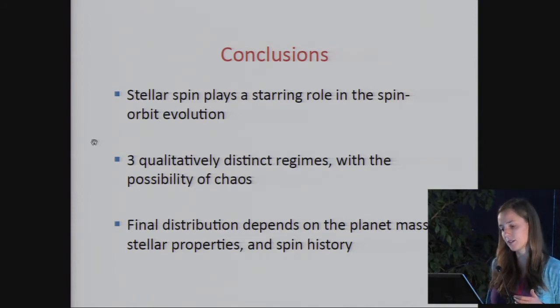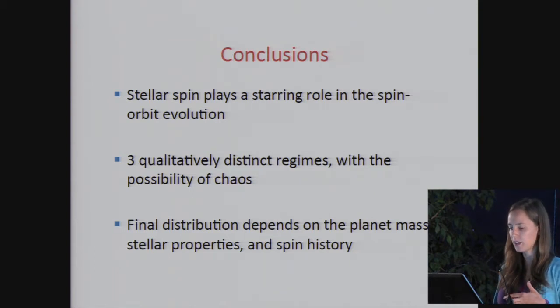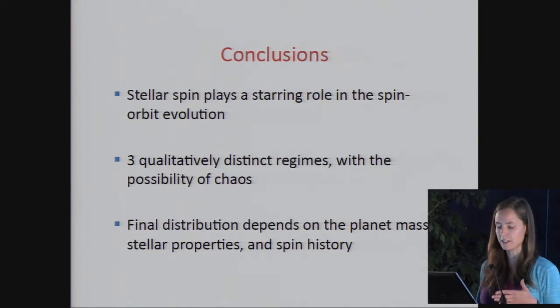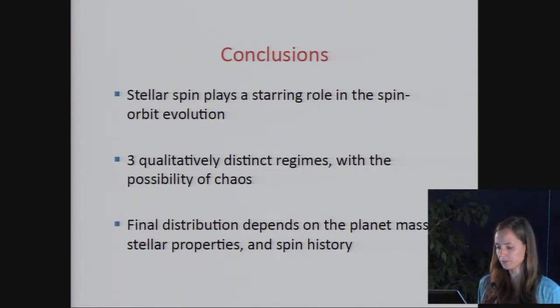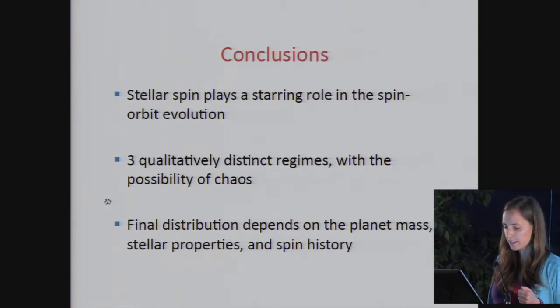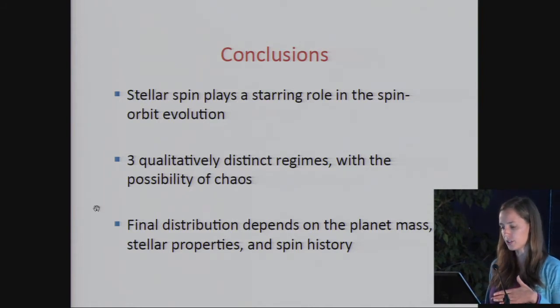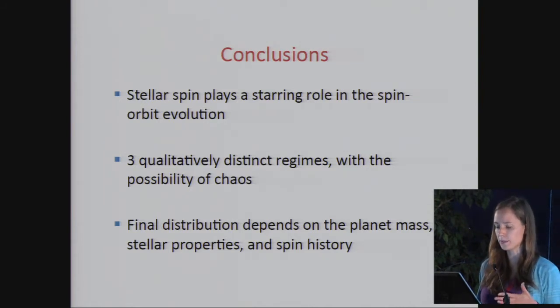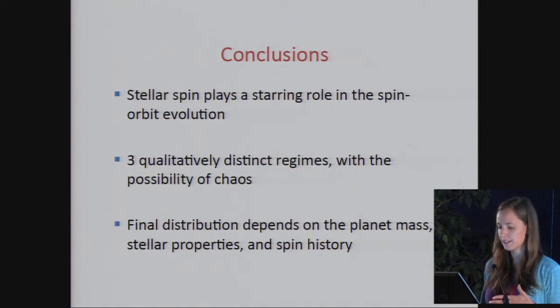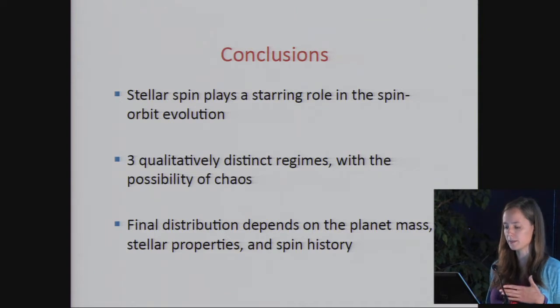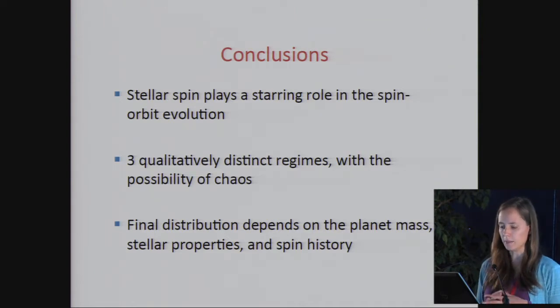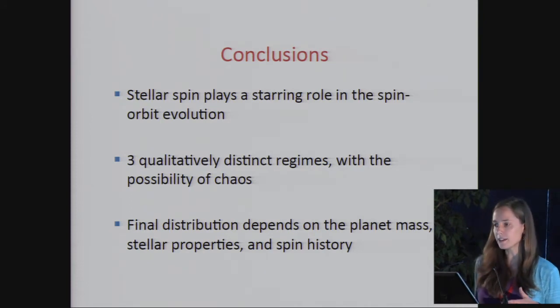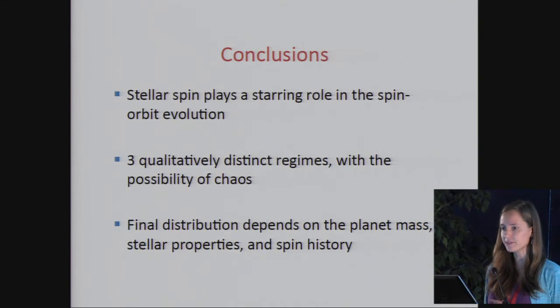There are these three qualitatively distinct regimes of evolution with the possibility of chaos in the stellar spin vector. And finally, the overall distribution of final spin-orbit misalignment angles depends pretty strongly on the planet mass and the stellar spin properties and the spin history. And so this should be focused on in future work. So I'll stop here, thank you, and take any questions.